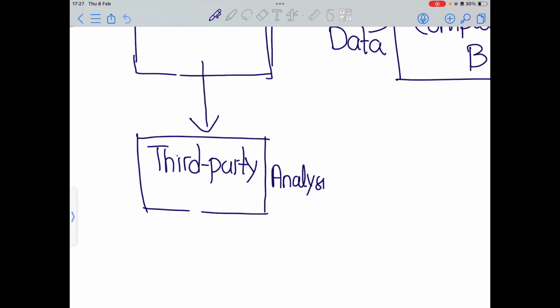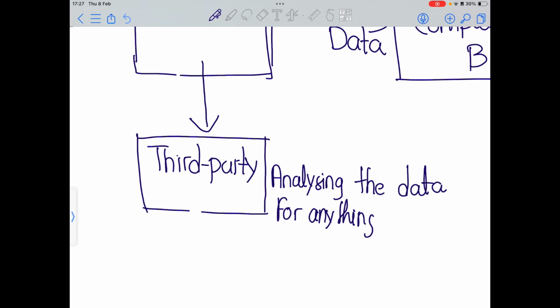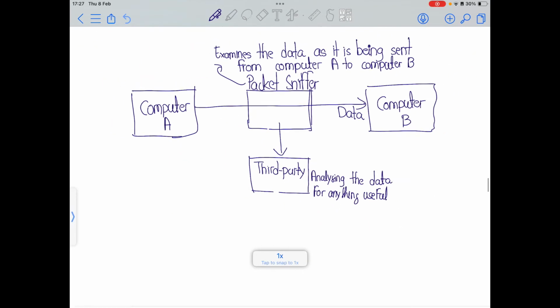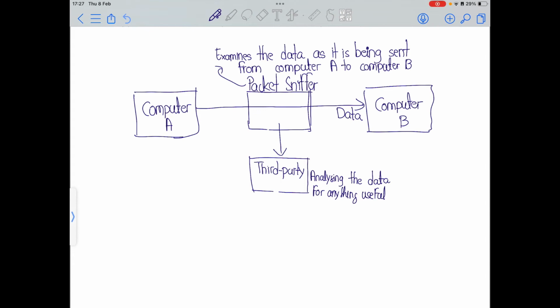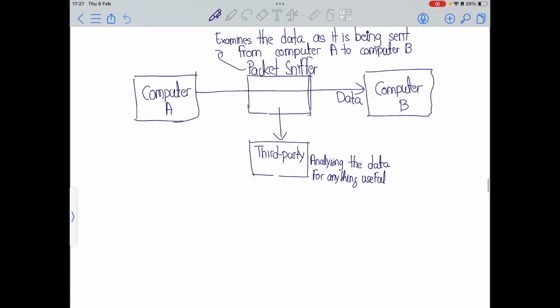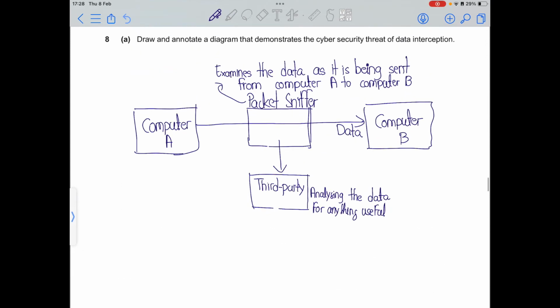Analyzing the data for anything useful. That means probably important information they have been trying to intercept, or anything which could be stolen, such as personal information, which has a heavy degree of security, along with trying to snip that data. So I hope this diagram is clear.